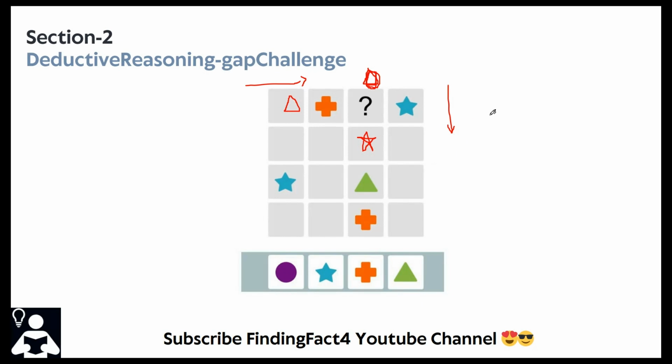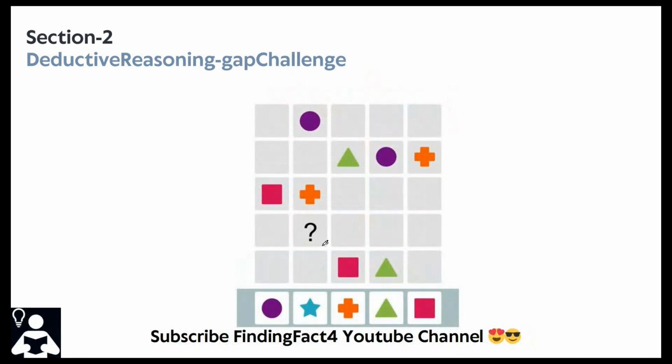Don't worry, the level will be almost similar. If we come to this, we need to check the row as well as the column, and if any other rows are required. So coming over here, we need to find this question mark. How can we find this question mark now? Just think a little bit, you'll get the answer.